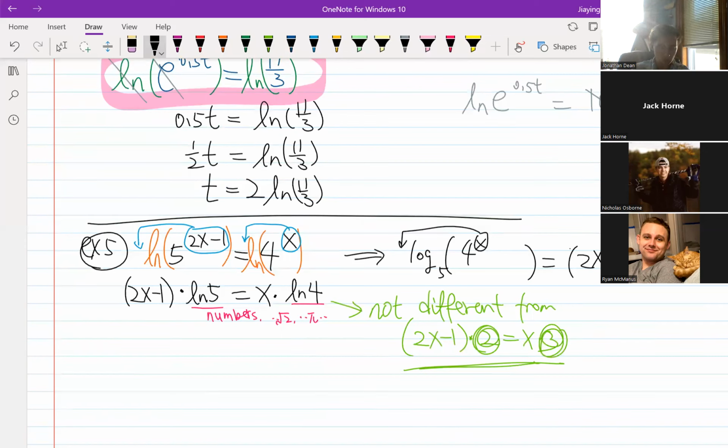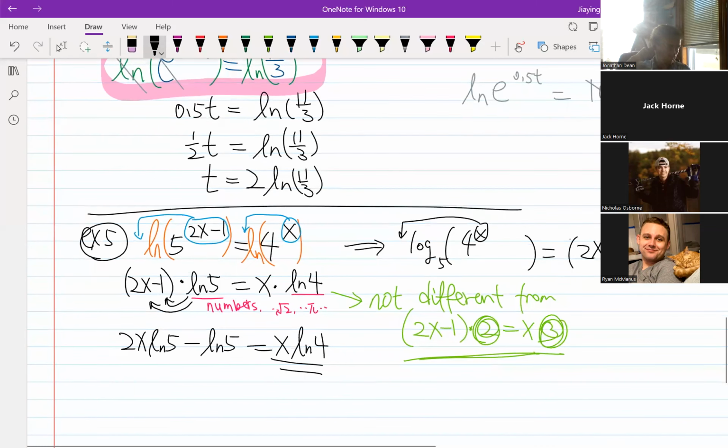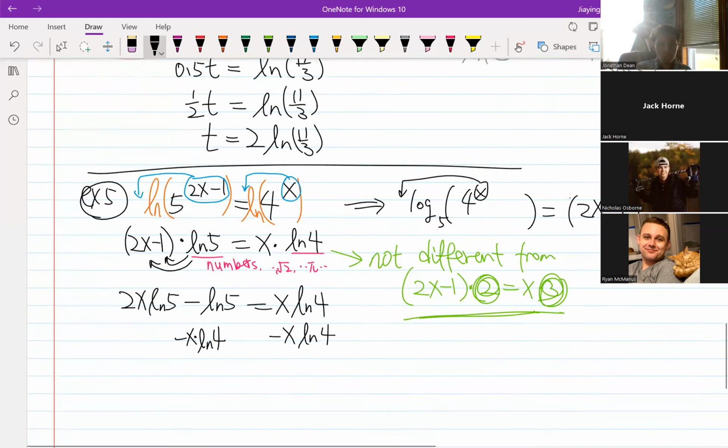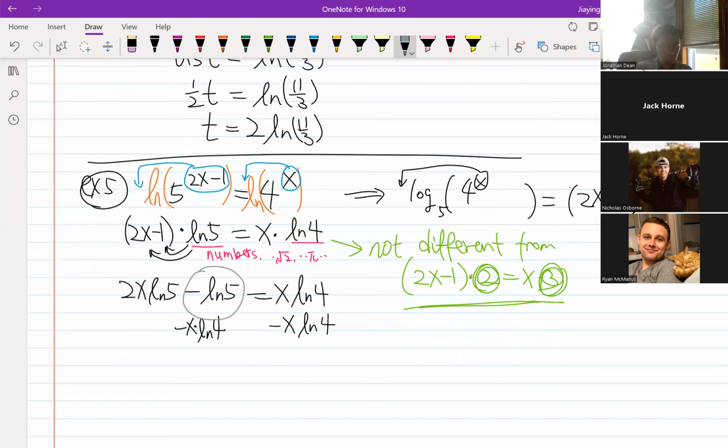So what I'm going to do is I need to bring all the x together. On the left side, I'm going to distribute the natural log of 5 into the parentheses. I get 2x natural log of 5 minus natural log of 5, which is a number, equals x times natural log of 4. And now I'm going to bring the x terms to the same side, to the left side. I'm going to minus x natural log of 4 on both sides. It's really x times natural log of 4. And then I'm going to add natural log of 5. So to move the natural log of 5 to the right side, I'm going to add natural log of 5 on both sides.